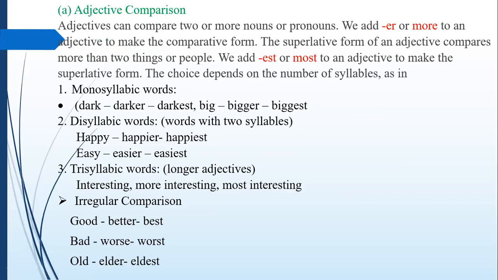Now let's talk about adjective comparison. You know, we have comparative adjectives and we have superlative adjectives. When we talk about comparison, we use comparative adjectives when we compare between two people or two things, and we use superlative adjectives when we talk about more than two people or more than two things. For example, he is cleverer than John.